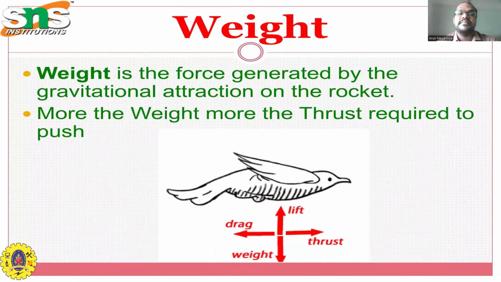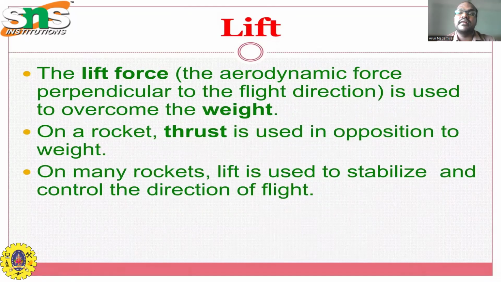Next one is the weight. Weight is the force generated by the gravitational attraction on the rocket. Generally, the weight can be calculated from the vehicle weight, aircraft weight, or rocket weight. If the weight increases, more thrust is required to push it. So if weight increases, more thrust will be utilized to take off the flight.